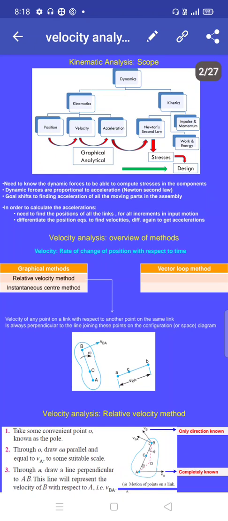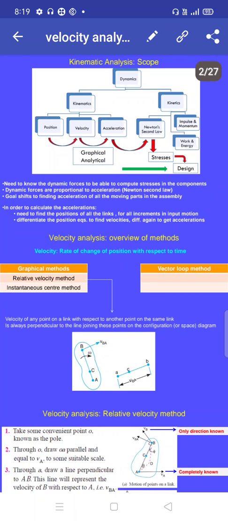Actually, kinematic analysis can be categorized into kinematics and kinetics. In kinematics, we can categorize position, velocity, and acceleration. Meanwhile, kinetics may be classified into second law base, impulse and momentum, and work and energy. Further, Newton's law can be related to stresses in design.